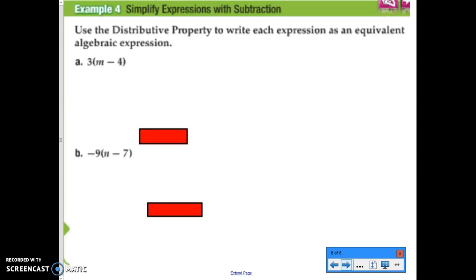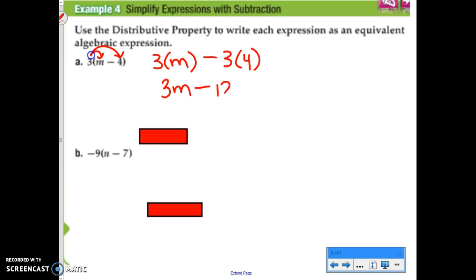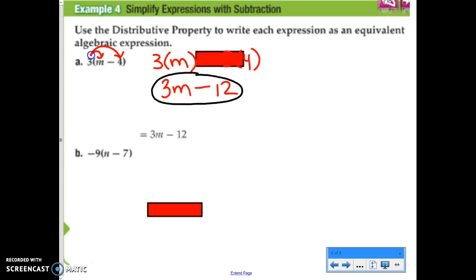Okay, let's take a look at the last slide here. It says use the distributive property to write each expression as an equivalent algebraic expression. All right, so we've got 3 on the outside, which means we are distributing 3 to both terms inside the parentheses. I get 3 times m minus 3 times 4. And 3 times m really is just 3m, minus 3 times 4 gives me 12. And because they are not like terms, I cannot combine them or subtract them from one another. So 3m minus 12 is my answer.